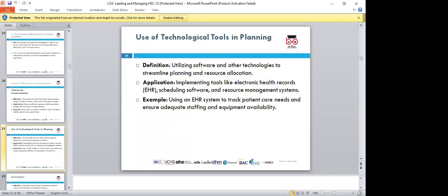Use of technological tools in planning. Definition: utilizing software and other technologies to streamline planning and resource allocation. Application: implementing tools like electronic health records, EHR, scheduling software, and resource management systems. Example: using an EHR system to track patient care needs and ensure adequate staffing and equipment availability.